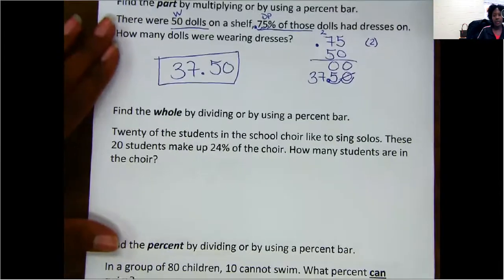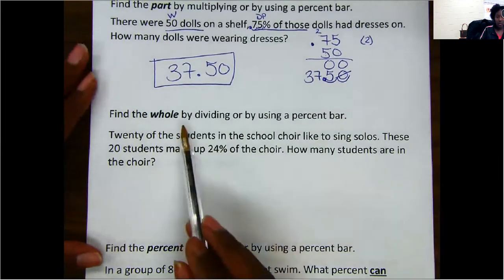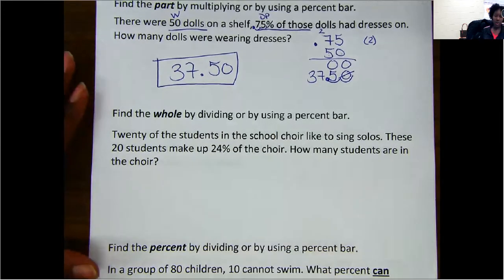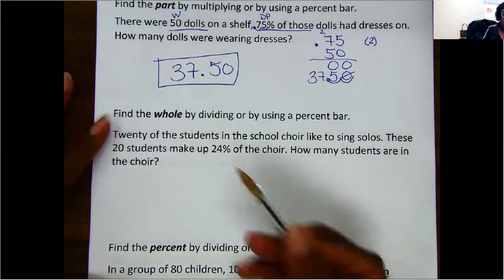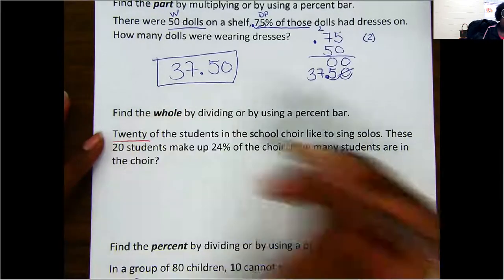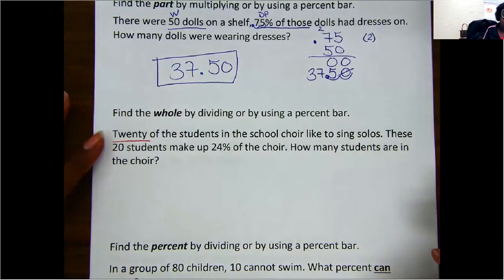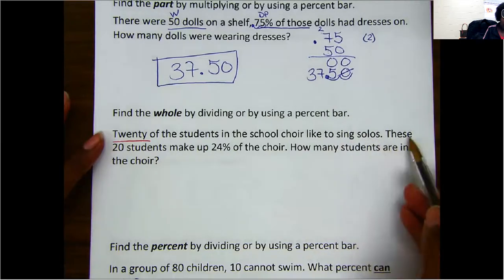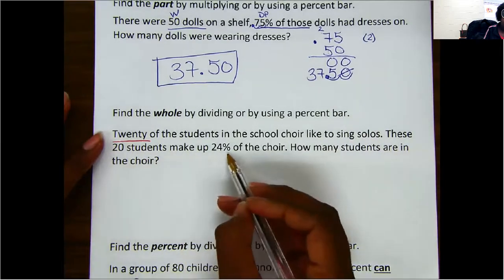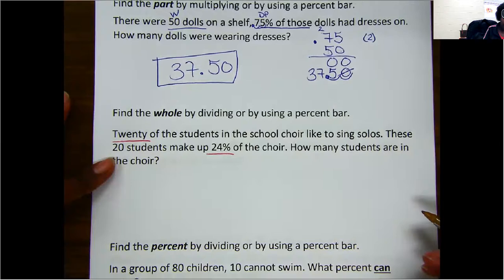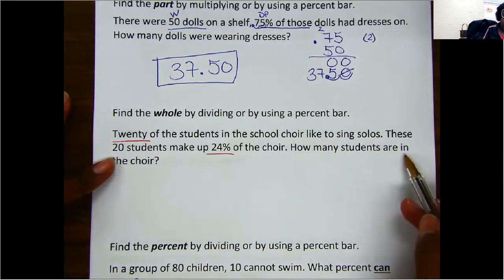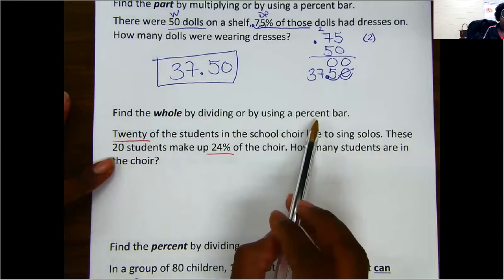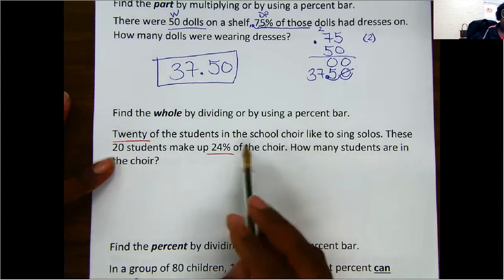All right, the next question you had on your quiz was to find the whole, dividing or by using a percent bar or whatever method you found to help you out. Let's read it. 20 of the students in the school choir like to sing solos, I'm sorry. These 20 students make up 24% of the choir. How many students are in the choir? So it says I can divide or I can use a percent bar. I'm going to go with dividing. You use what you like.